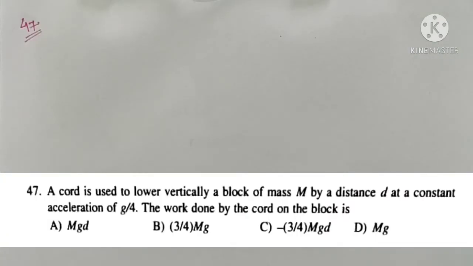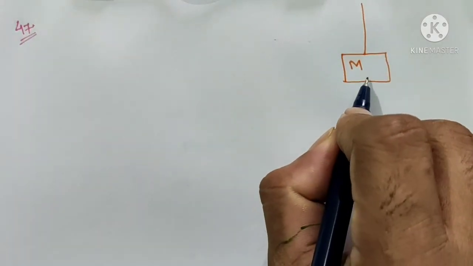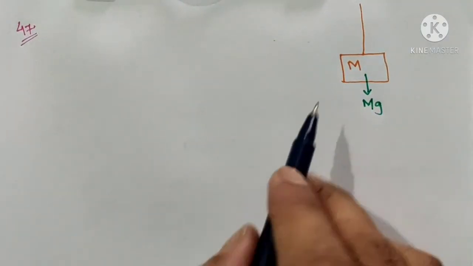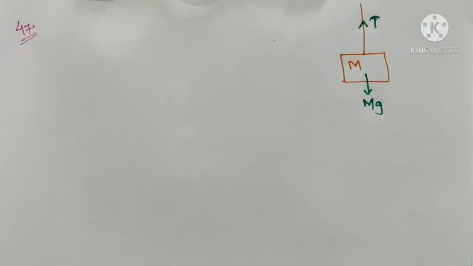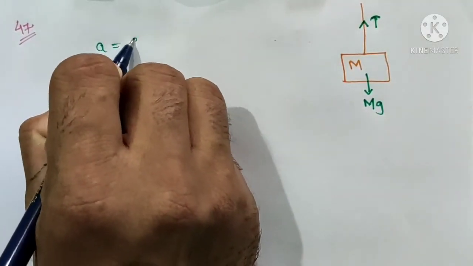Question number 47. A cord is used to lower vertically a block of mass capital M by a distance d at a constant acceleration of g by 4. The work done by the cord on the block is. A cord is used to lower a block. So let us first find the forces. So there will be a gravitational force mg acting downward on the block, and due to this cord there will be a tension force T in this direction. And this block is moving downward with an acceleration g by 4.